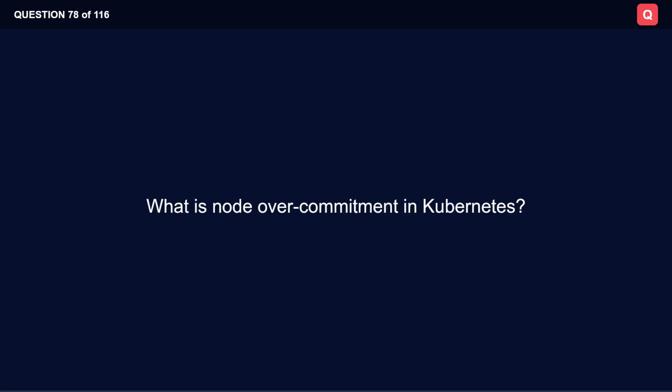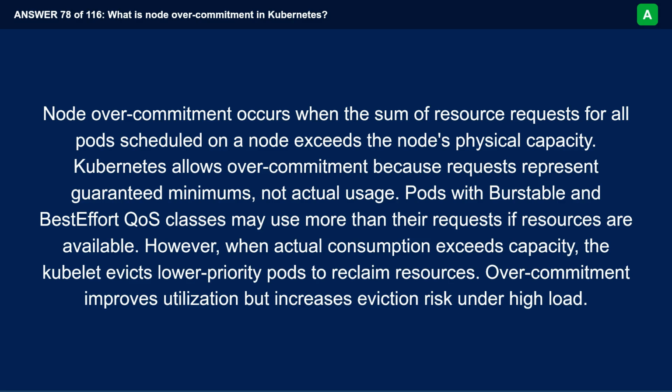What is node overcommitment in Kubernetes? Node overcommitment occurs when the sum of resource requests for all pods scheduled on a node exceeds the node's physical capacity. Kubernetes allows overcommitment because requests represent guaranteed minimums, not actual usage. Pods with burstable and best effort QoS classes may use more than their requests if resources are available. However, when actual consumption exceeds capacity, the kubelet evicts lower priority pods to reclaim resources. Overcommitment improves utilization, but increases eviction risk under high load.